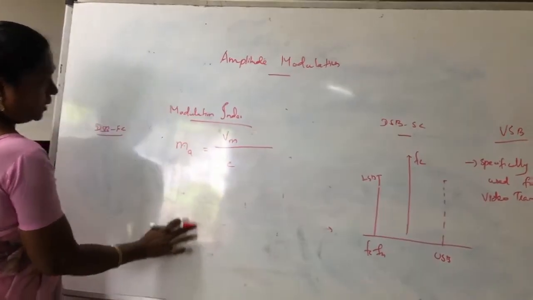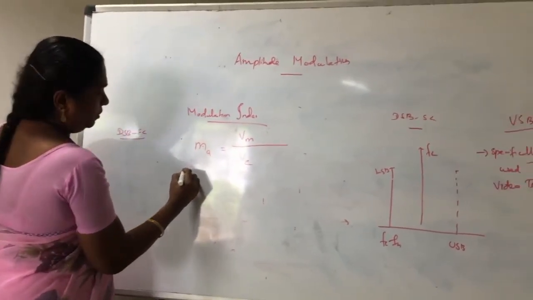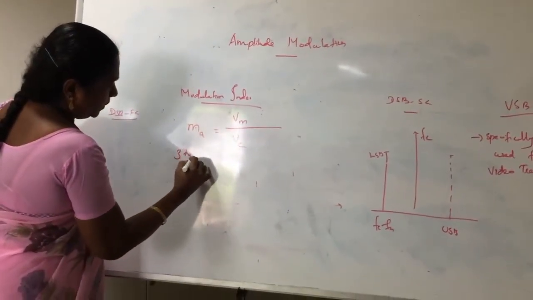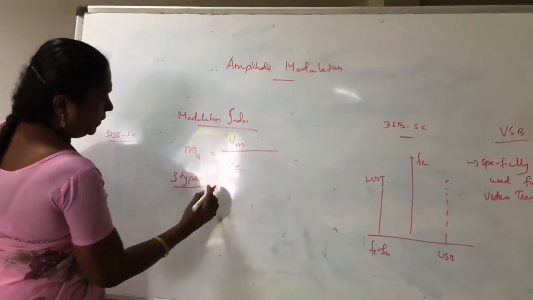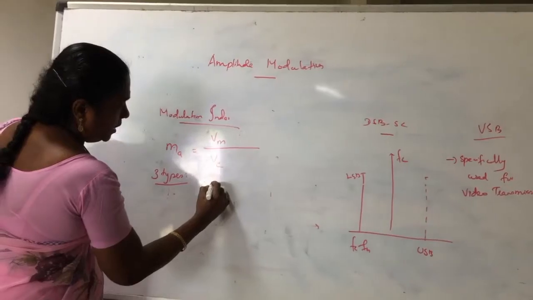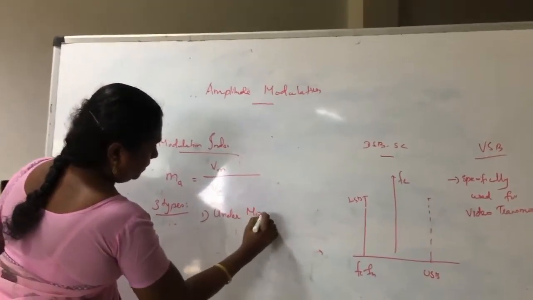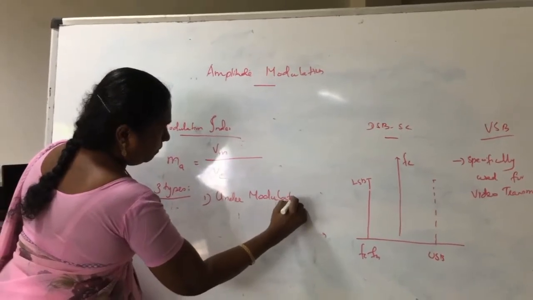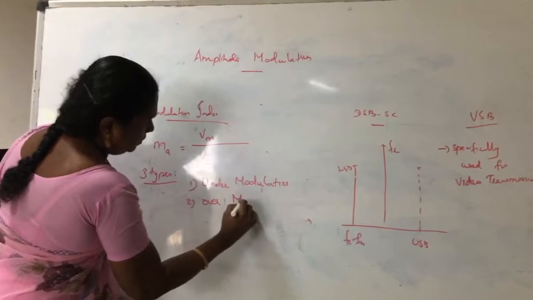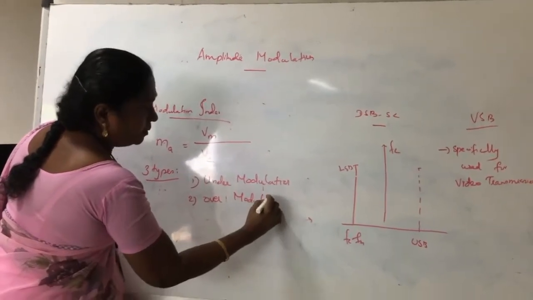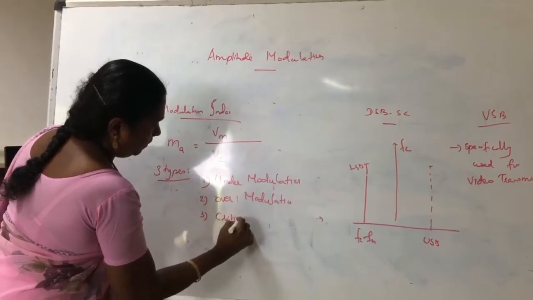Okay. So based on the modulation index, we can classify amplitude modulation into 3 types, depending upon the percentage of modulation index. The first one is under modulation, the other one is over modulation, and the third one is critical modulation.